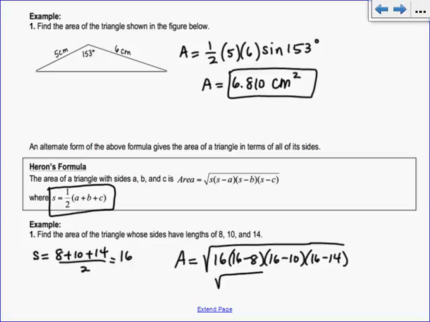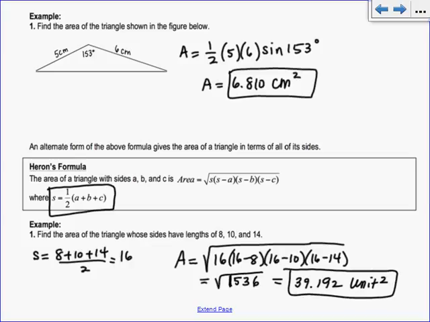So you have 16 times 8 times 6 times 2, which becomes 1536. So when you take the square root of that answer, 39.191. 192. Yep, good. And then it'd be whatever units you had, so square units. That's it. Good job. All right, and then the very last thing we have is the law of cosines.